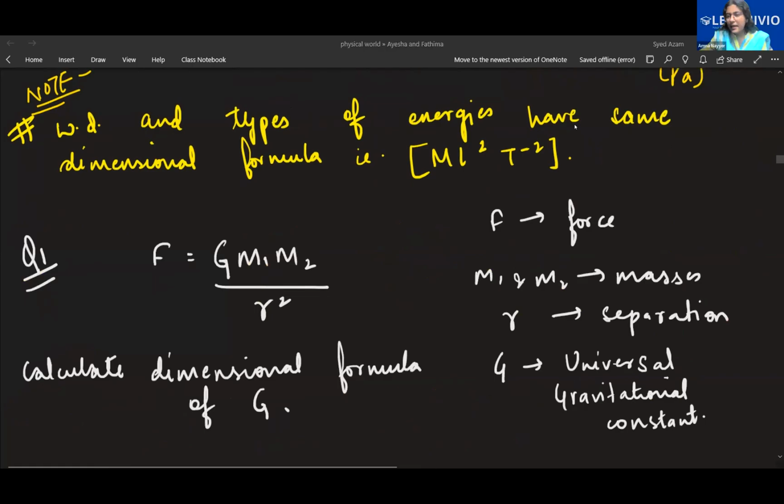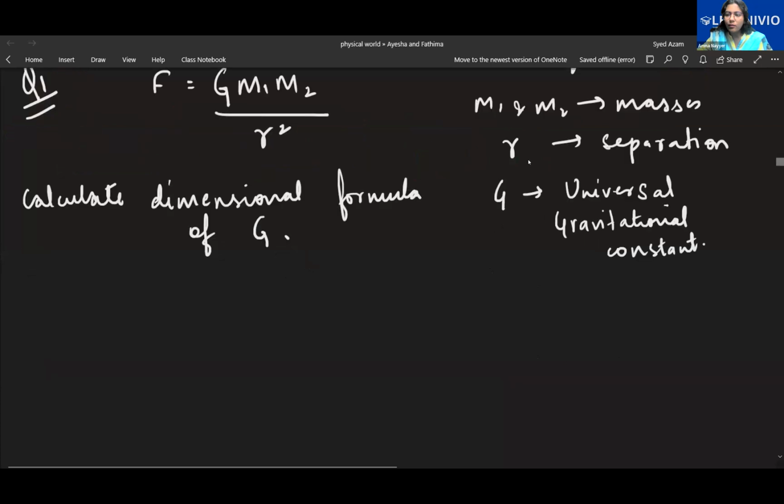Okay class, let's practice one question. In the next class, we'll practice one more question and then we'll have some more quantities. We have a list of quantities that you need to know, and they are available in your NCERT, so it can come in the exam. The question says force F is G m1 m2 by r square, and we have to calculate the dimensional formula for capital G.